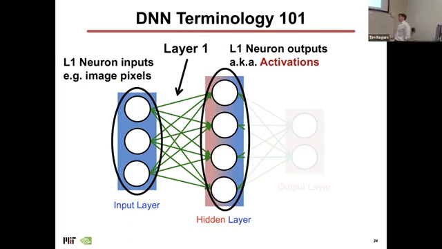The input to your first layer is usually always the input to the network itself. So in the examples of trying to do image recognition, this would be literally the color values of the pixels of the input image.